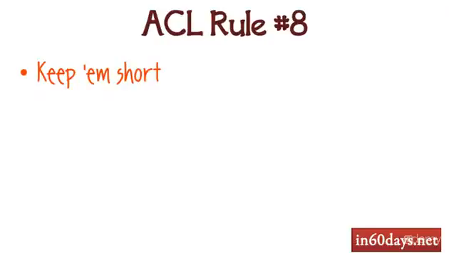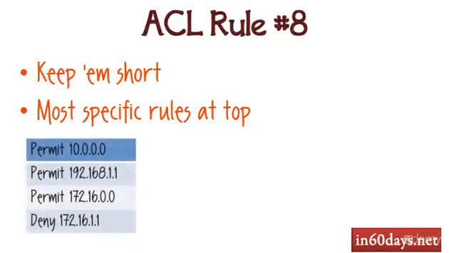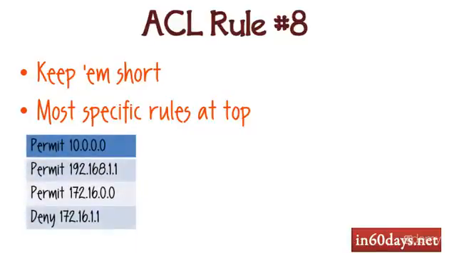And keep them short. This actually looks like two rules to me. Keep your access list as short and neat as possible, and the most specific rules at the top. So if you've got a particular host that needs to be denied, it goes nearer the top, and then networks further down. So you can see I'm denying a network here, permitting a network at the top, permitting a specific host next down, permitting a network, and denying a host at the bottom. So if you've got a particular host address, you put it closer to the top.